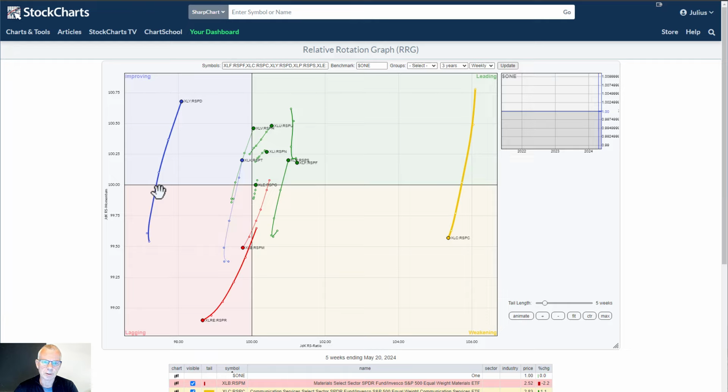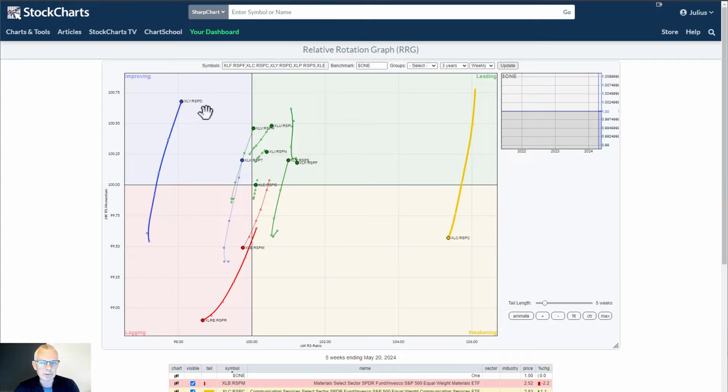Another way of visualizing those relationships and making them, I think, stand out a little bit more is what I've shown in Sector Spotlight a few times already: to create a relative rotation graph that combines the ratios between the cap-weighted and the equal-weighted sectors. This RRG shows the relationship between the ratios of cap-weighted versus equal-weighted. So if we look at the tail here, that's XLY divided by RSPD.